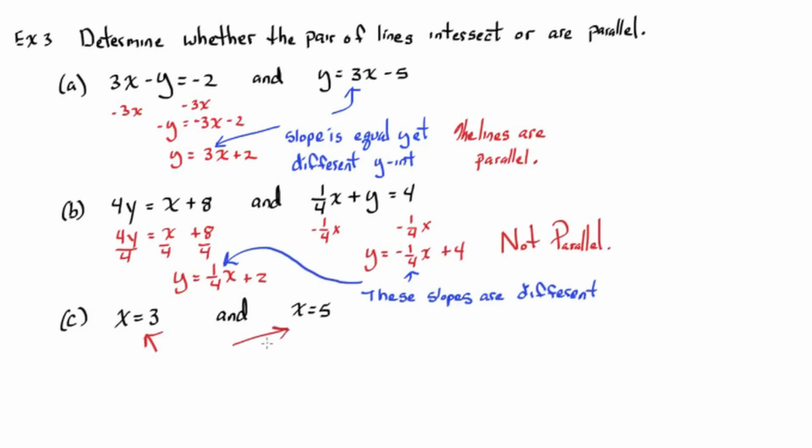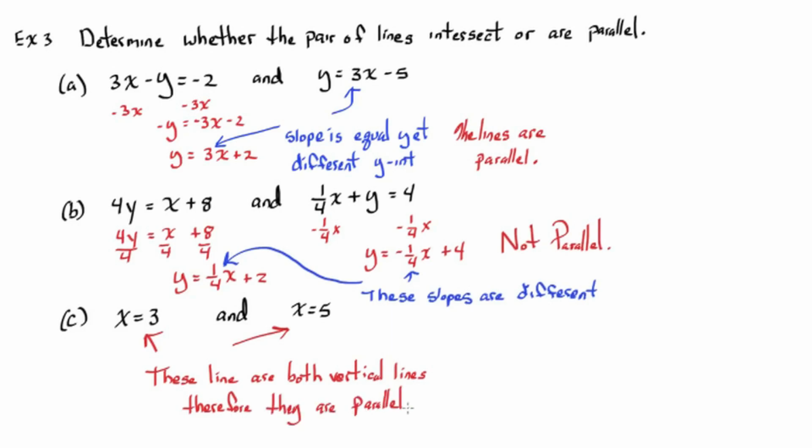For part C, we have x equals 3 and x equals 5. These lines are both vertical lines, therefore they are parallel. We don't have to put this into y equals mx plus b form.